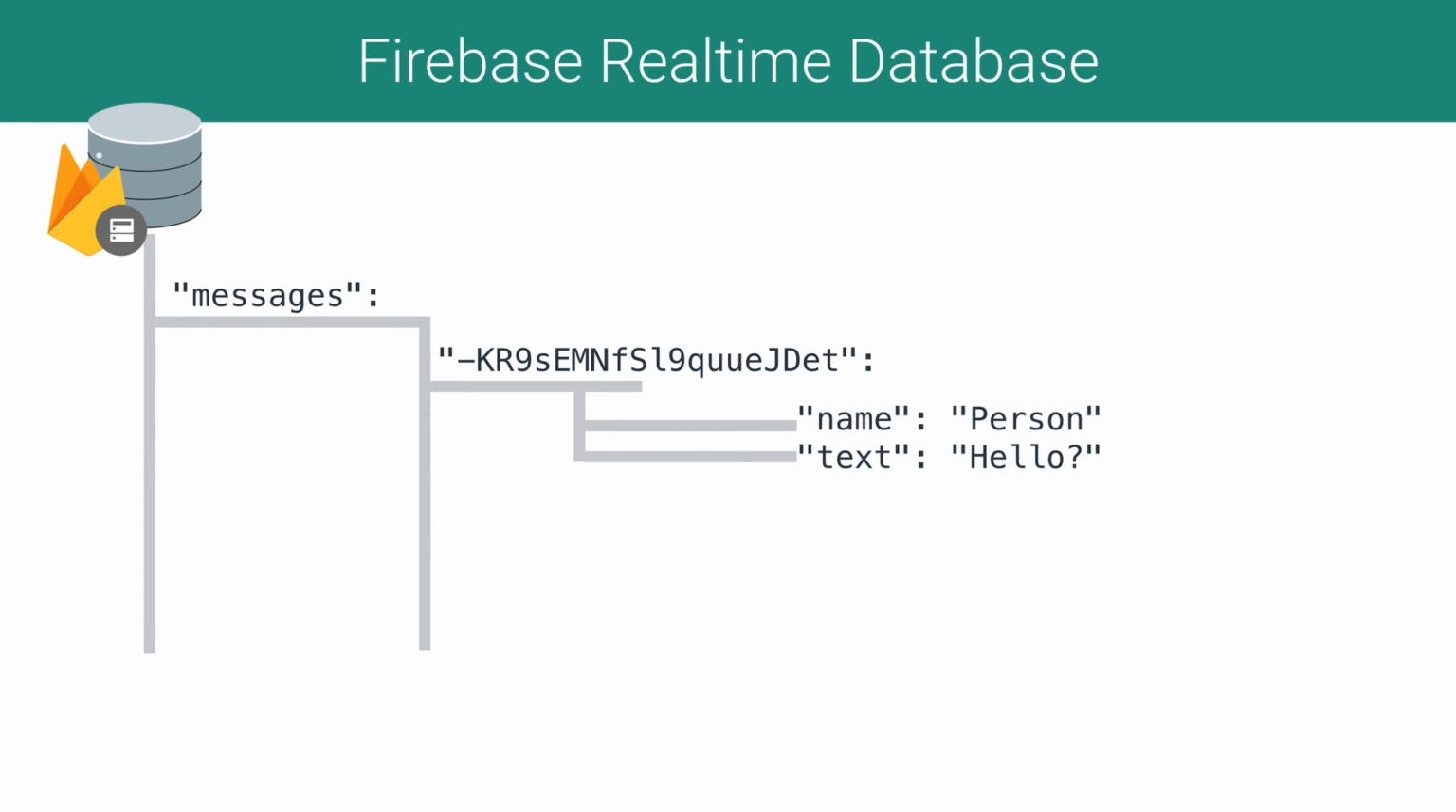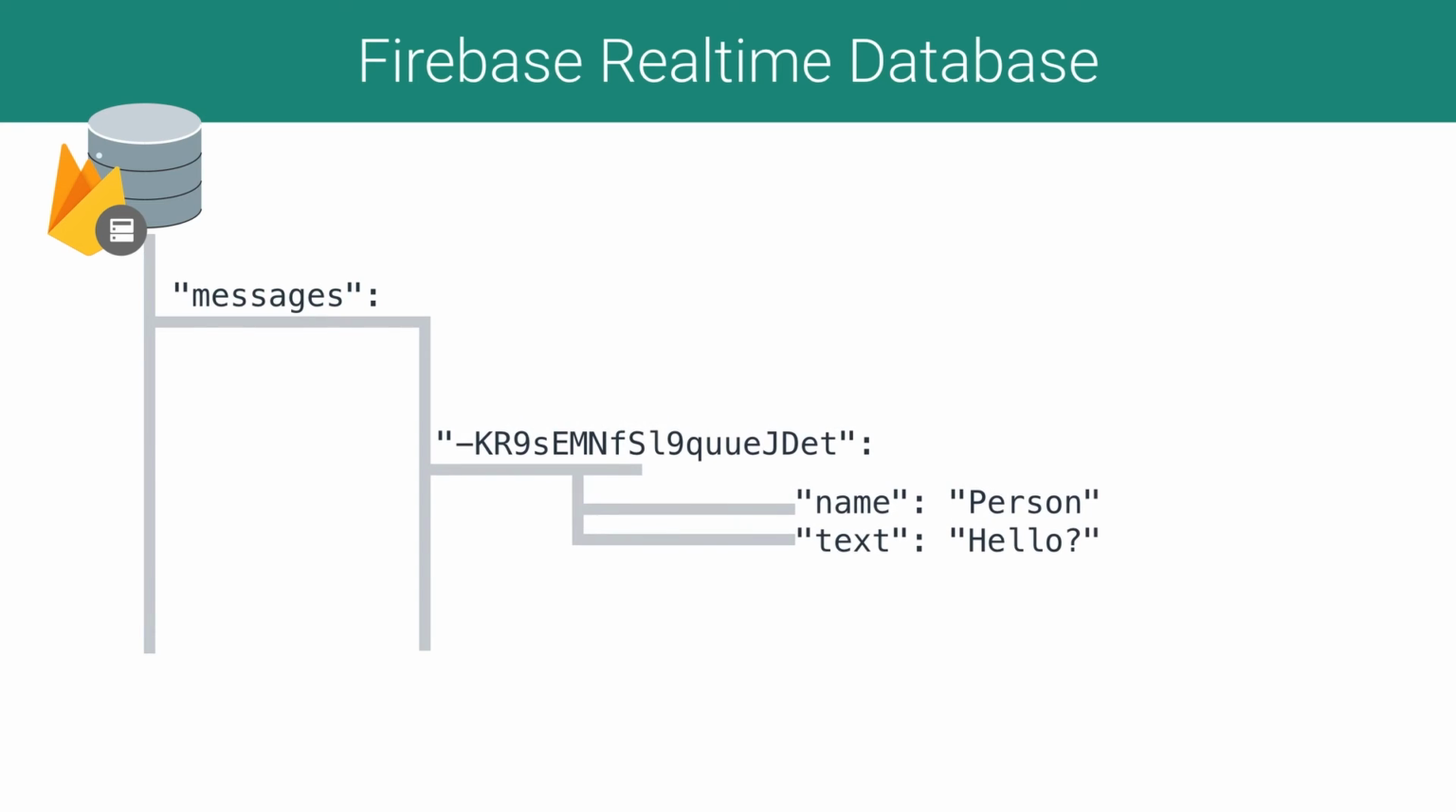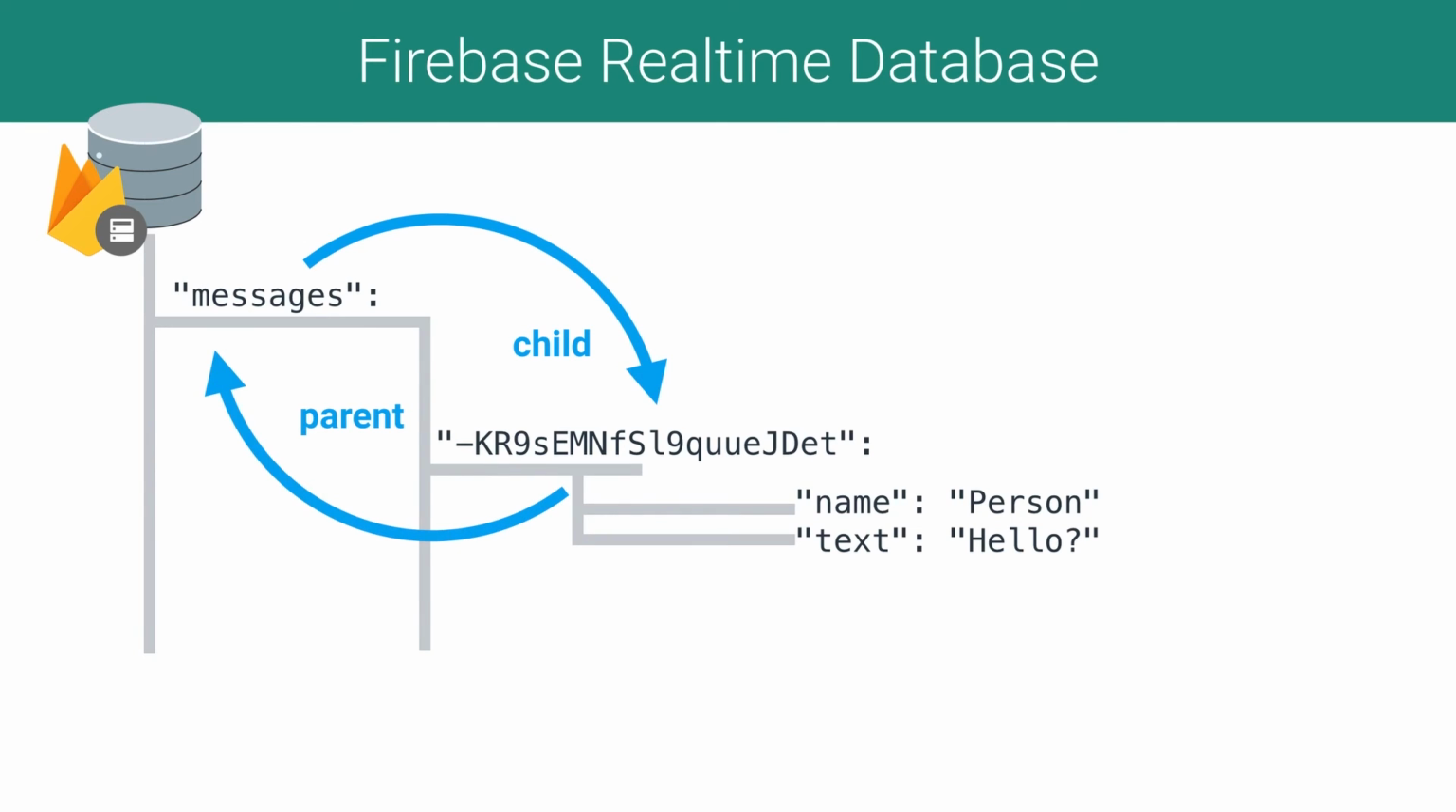Now, when we navigate the database, we can do so by walking down the path of children. In this case, the node for this message is the child of the messages node. And if we go back up, the messages node is the parent of the specific message node.